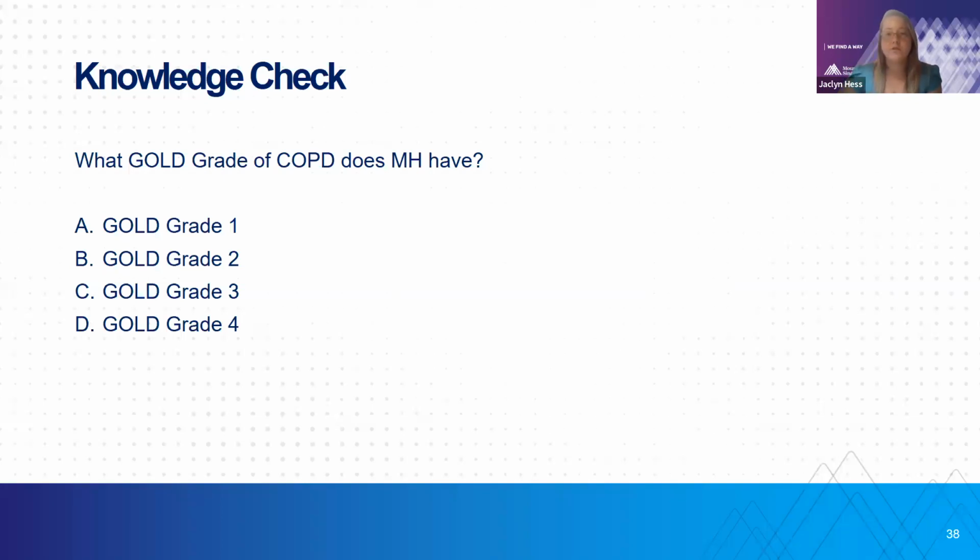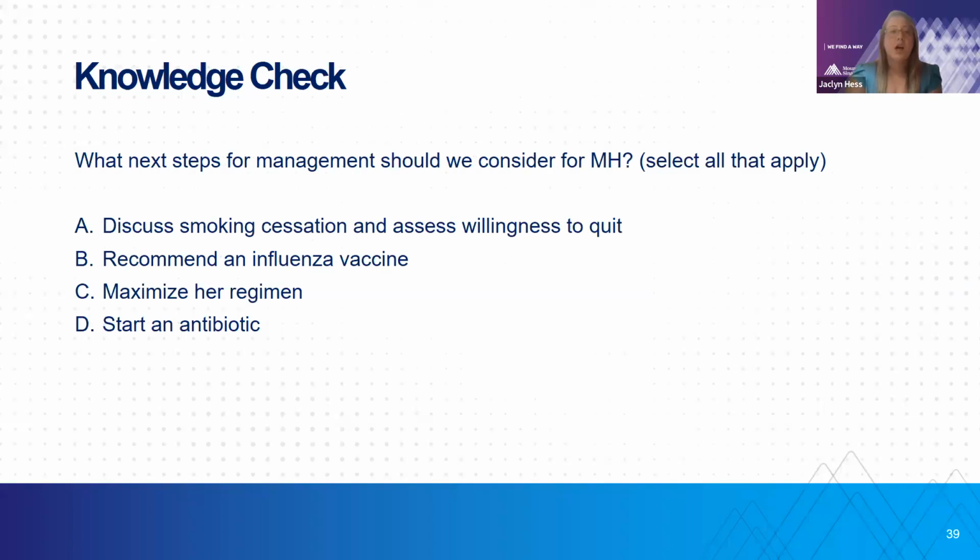So our next question: what next steps for managing MH should be considered? And this is select all that apply. So do we want to discuss smoking cessation and assess her willingness to quit, recommend an influenza vaccine, maximize her regimen, or start an antibiotic based on the information that we currently have?